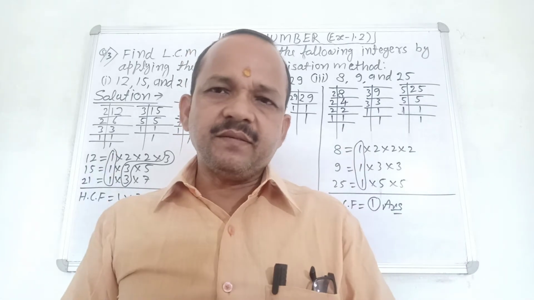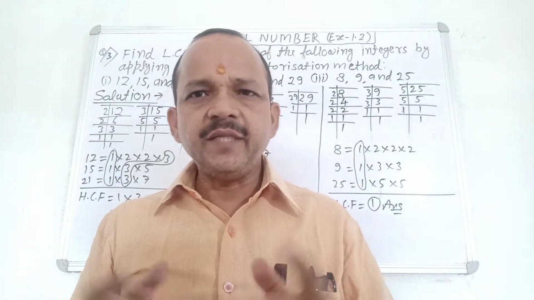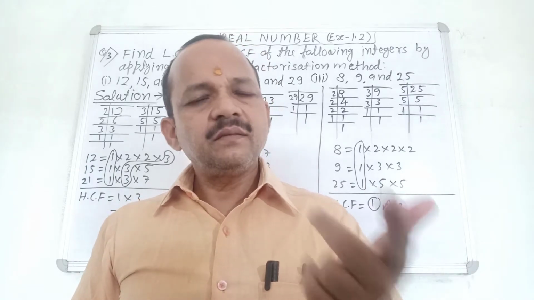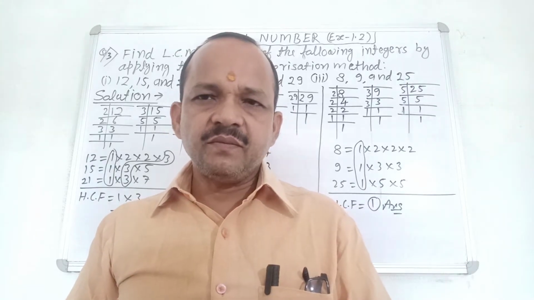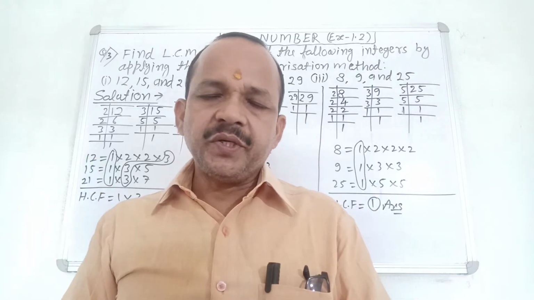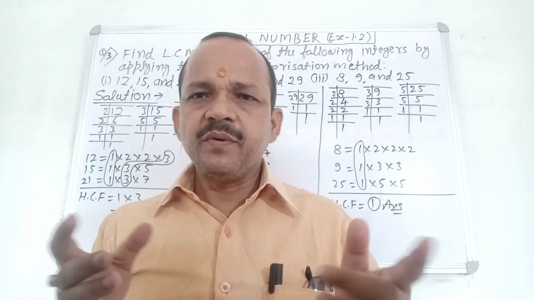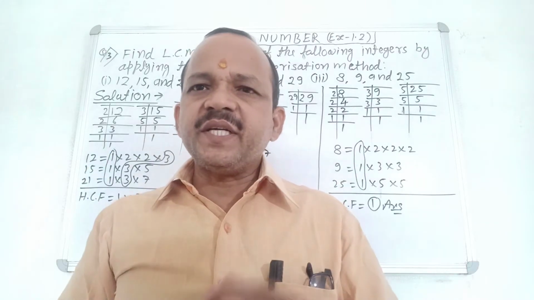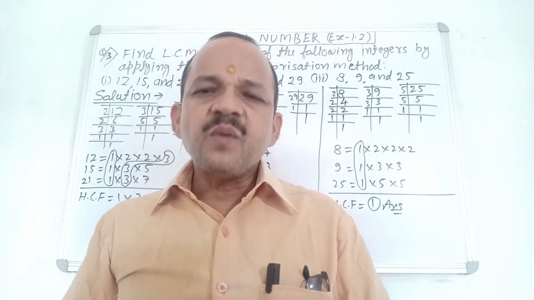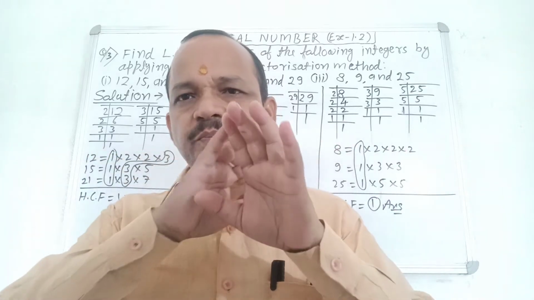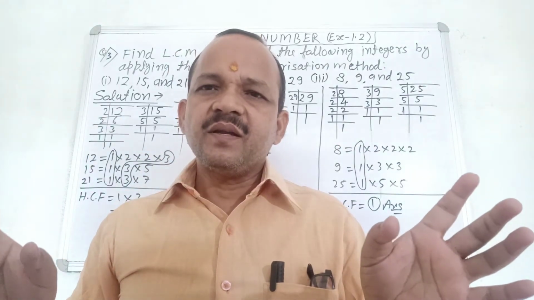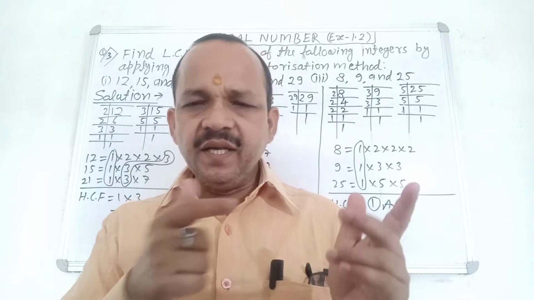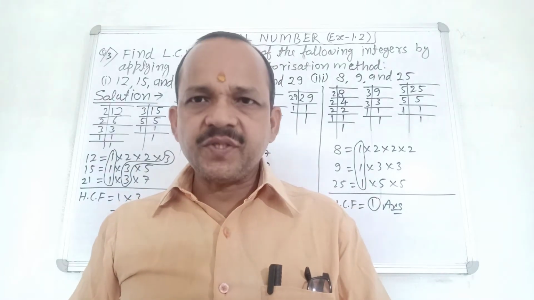You can find HCF by two methods. First, the division method, and second, the factorization method. Today I want to describe HCF by the factorization method. You can ask the question, what is the factorization method? Factorization method is very easy. You factorize the given numbers and then choose the HCF.